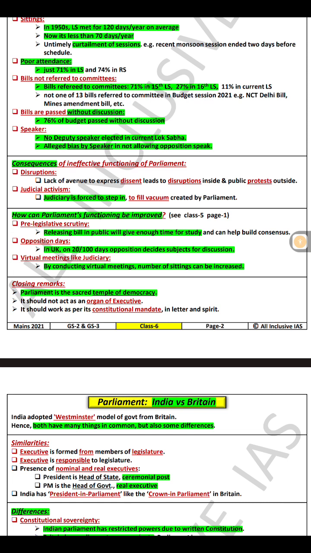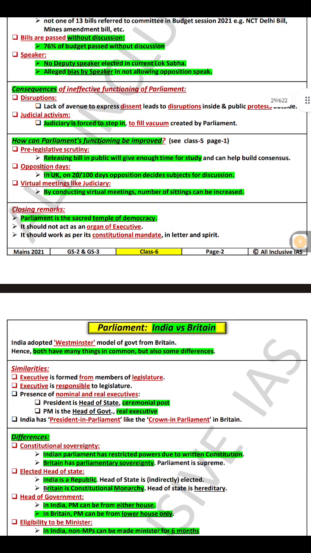Pre-legislative scrutiny: releasing a bill in public will give enough time for study and can help build consensus. Opposition days: in the United Kingdom, on 20 out of 100 days, the opposition decides the subject for discussion. Virtual meetings like the judiciary: by conducting virtual meetings, the number of sittings can be increased.